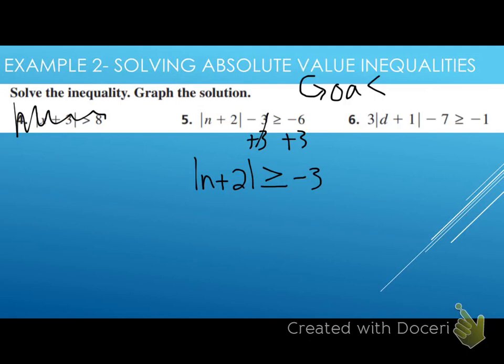No matter what number I plug into the absolute value, what am I always going to get? A positive number or 0, correct? Will a positive number or 0 always be greater than or equal to -3? Yeah, right? It will always be greater than or equal to -3. So what's my answer here?